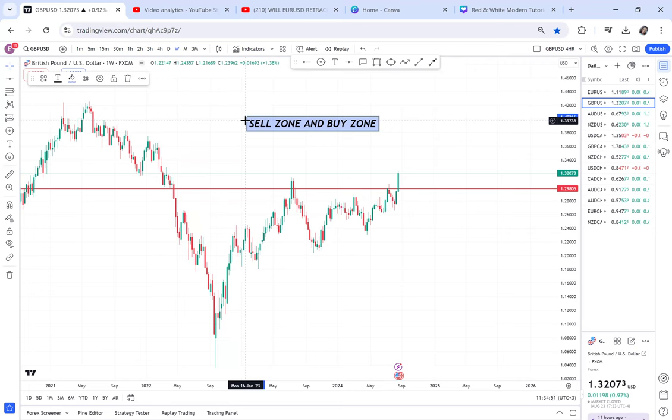So from teaching my students what is support and what is resistance, I've also introduced sell zone and buy zone. From my videos, you'll hear me saying sell zone, buy zone.